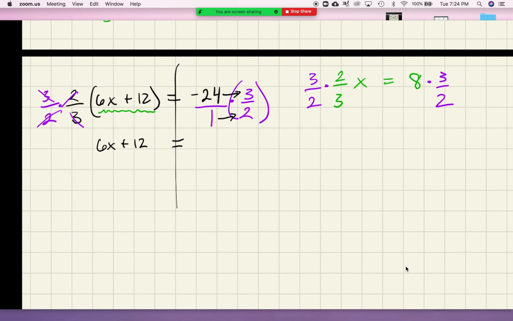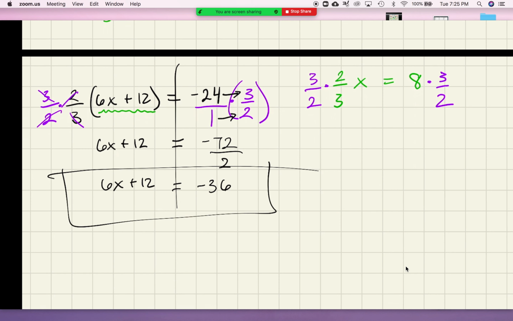Negative 24 times 3 is 72. Yeah, negative 72. So a negative times a positive is a negative, and then 1 times 2 is just 2. And then can we do negative 72 divided by 2? That's negative 72 divided by 2, negative 36. So that was one step. We just simplified this in the same thing. 6x plus 12. All right, now we'll think of this as a completely new problem.